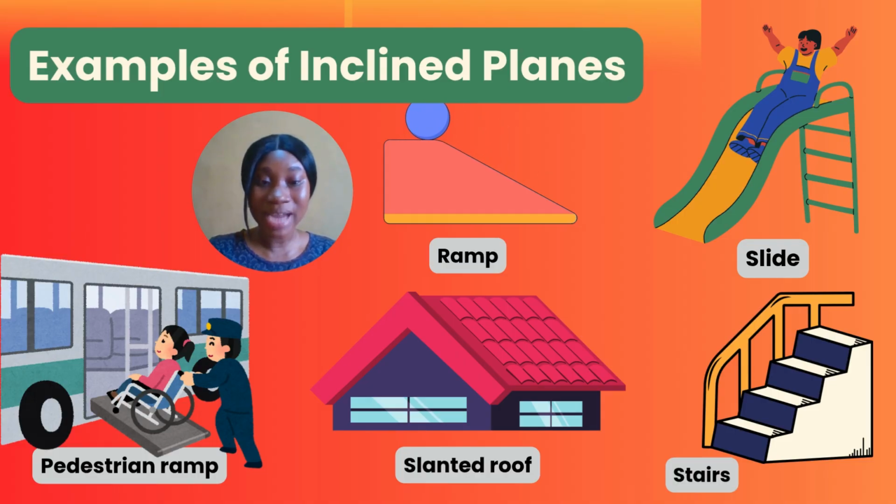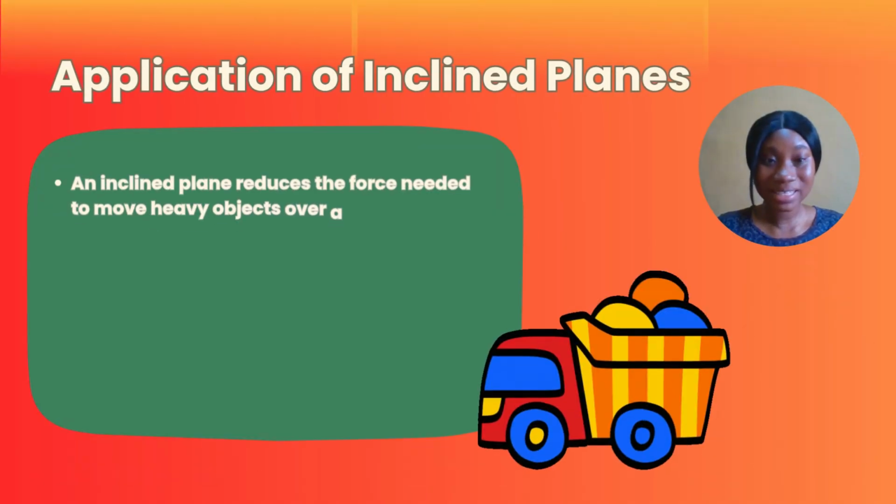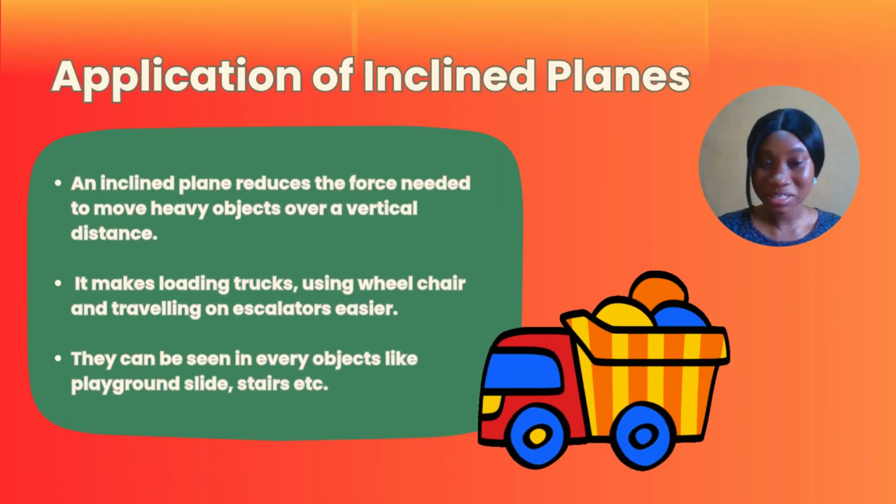Then lastly, we have another example in your staircase. You have to move up, you have to move down. So another example of an inclined plane is your staircase. So we have seen that we have so many examples of inclined planes. We have seen it in a truck, in your skateboard ramp, in a slide, a pedestrian ramp, even in the roof of your house, and in a staircase. So you can see that this is a very simple and interesting topic.